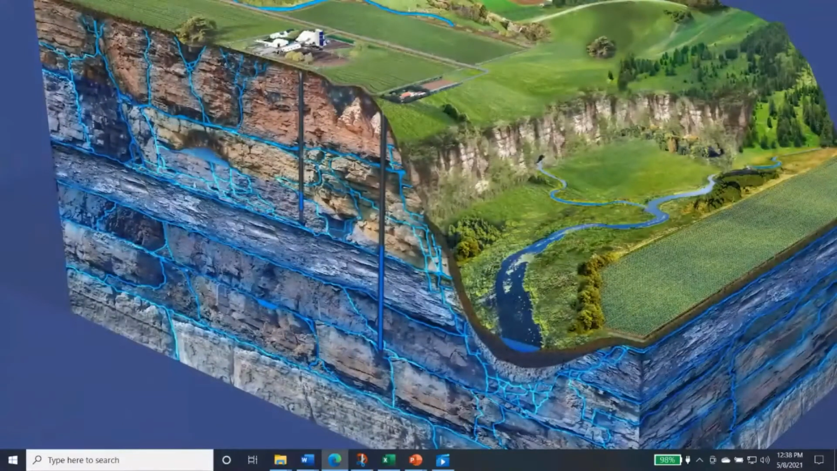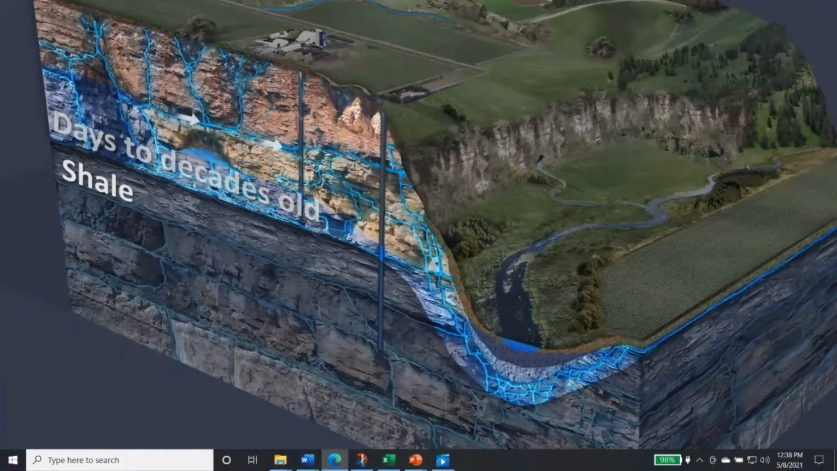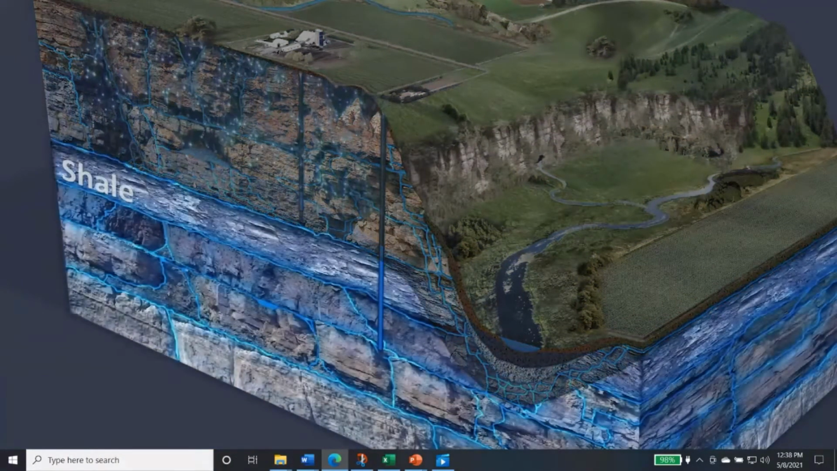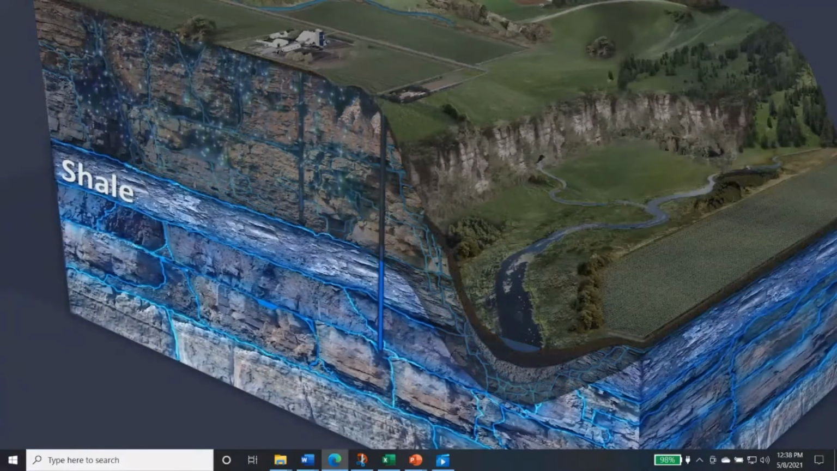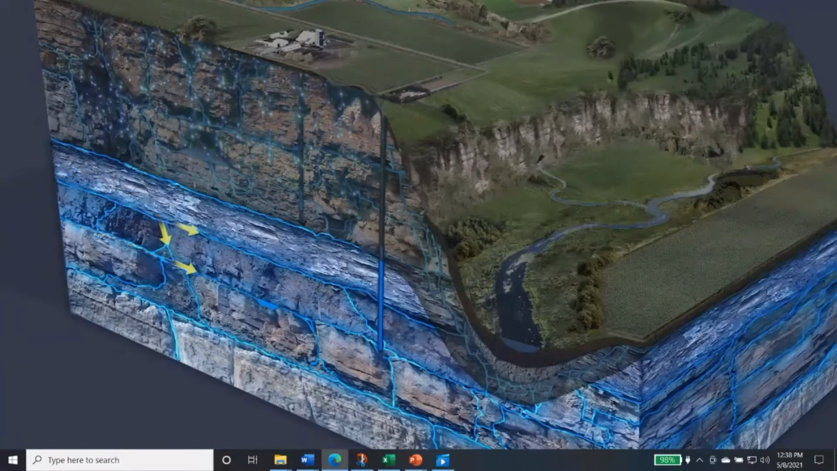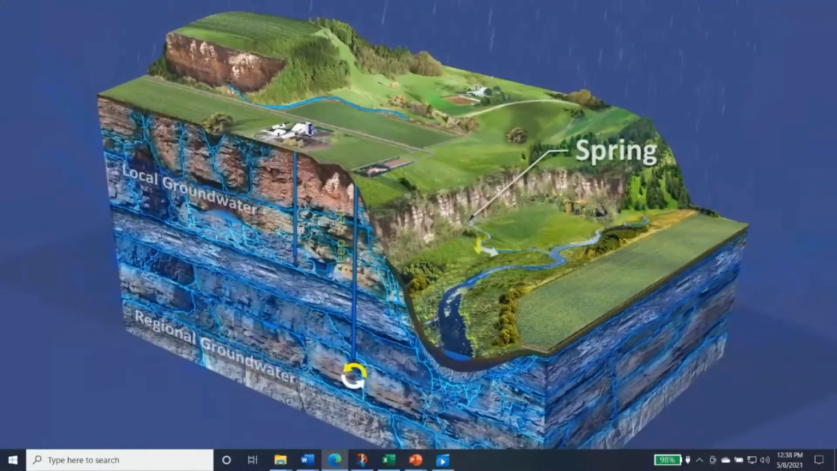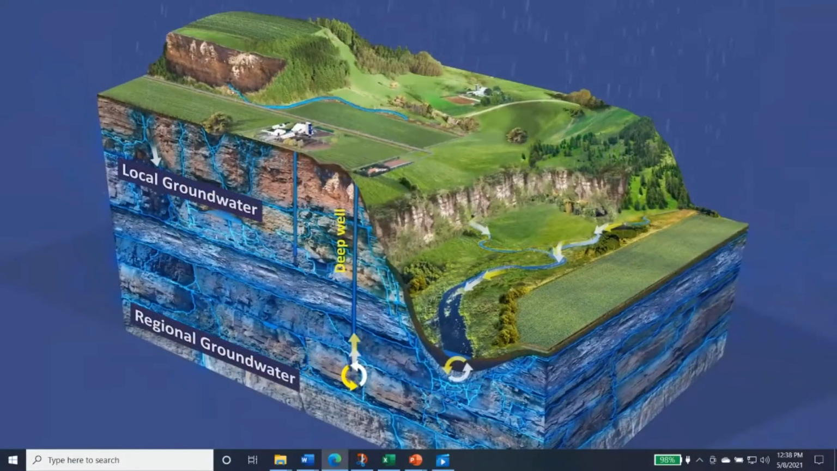The source of groundwater and its flow path can be local or regional. Local groundwater is typically found at shallow depths above shale layers. This water has only traveled a short distance and may only be days to decades old. In contrast, regional groundwater is found deeper and below layers of shale. It may have soaked into the land surface from far away and may be decades to centuries old. Depending on location, groundwater discharging from a spring or pumped from a well is often sourced from a mixture of both local and regional groundwater.